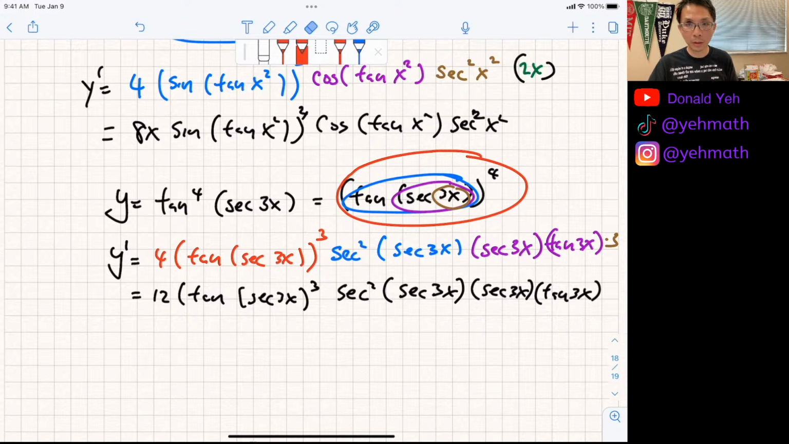Oh, blue? Yeah. Okay, so what's the derivative of tangent of secant of 3x? What's the derivative of tangent? Don't worry about what's inside. Derivative of tangent is going to be secant squared.